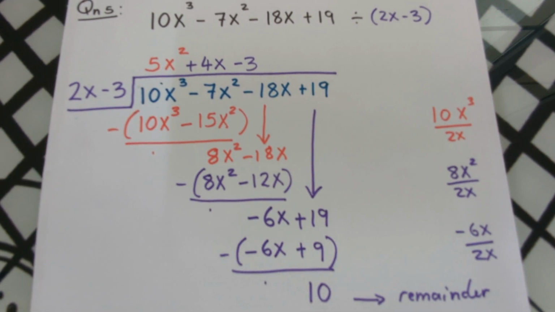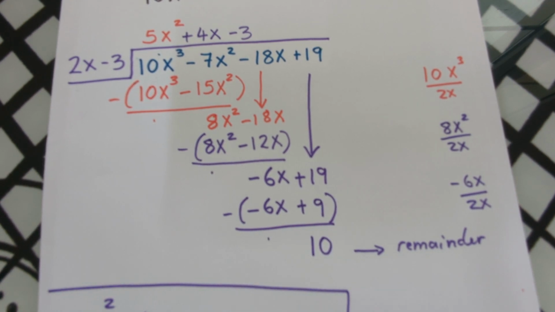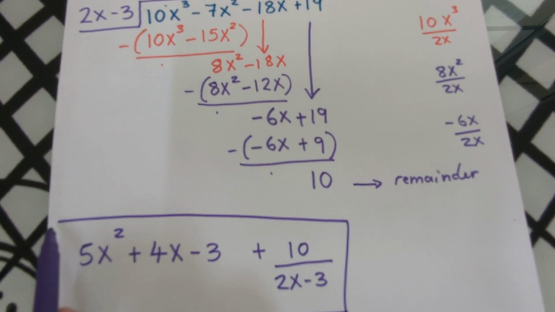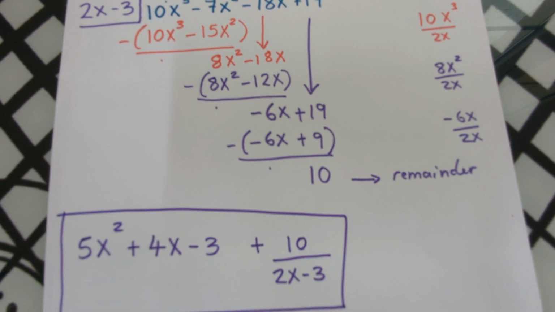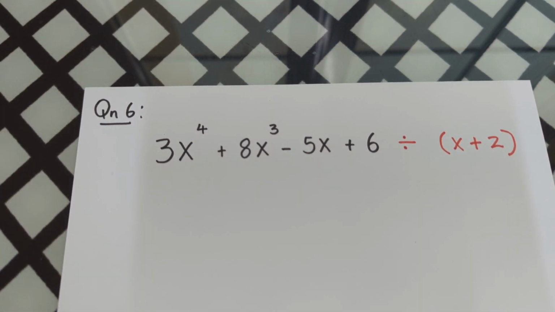And now let's write our final answer. It will be 5x to the power 2 plus 4x minus 3 with our remainder of positive 10, so plus 10 divided by 2x minus 3. So this is our final answer to question number 5. Now let's move on to question number 6.